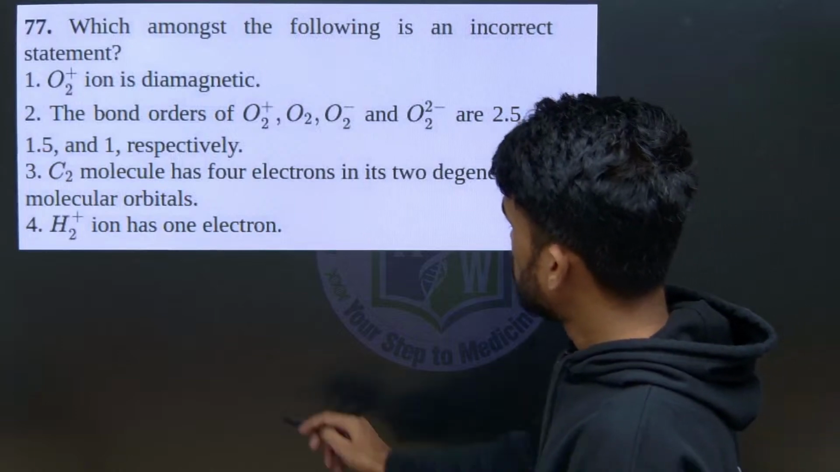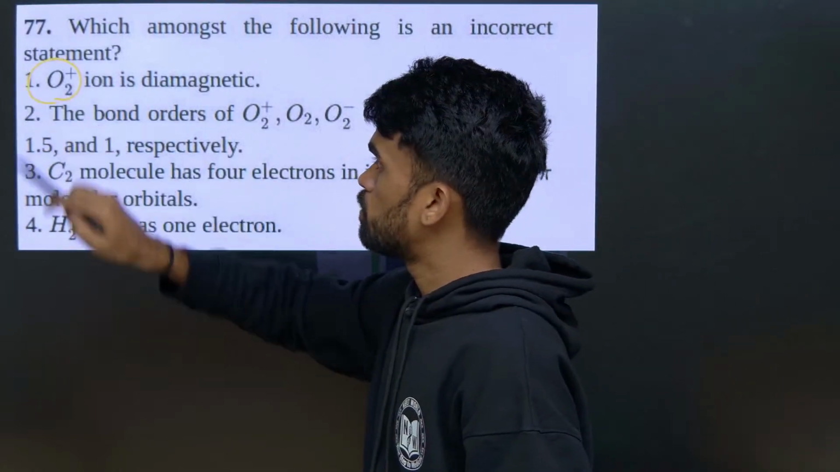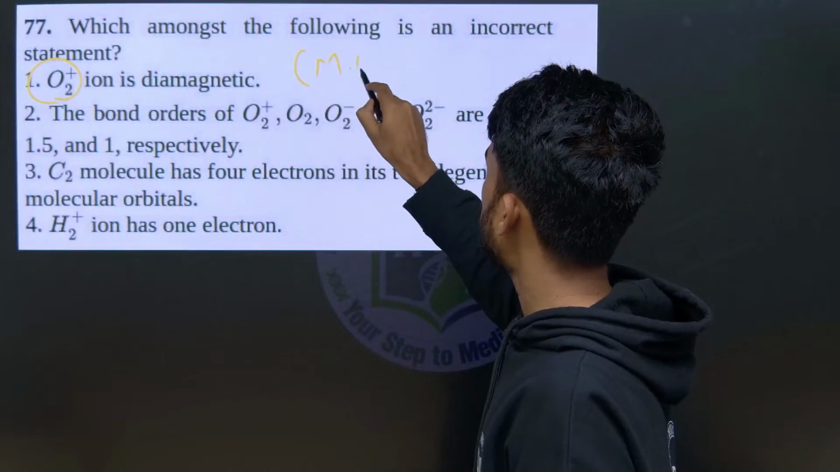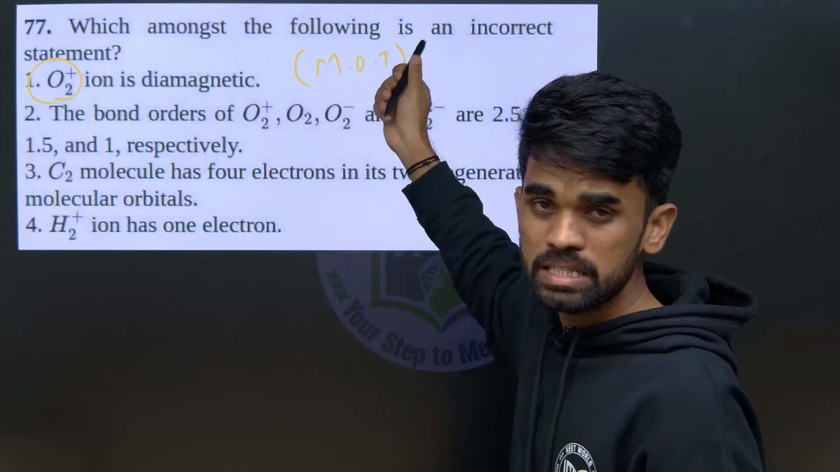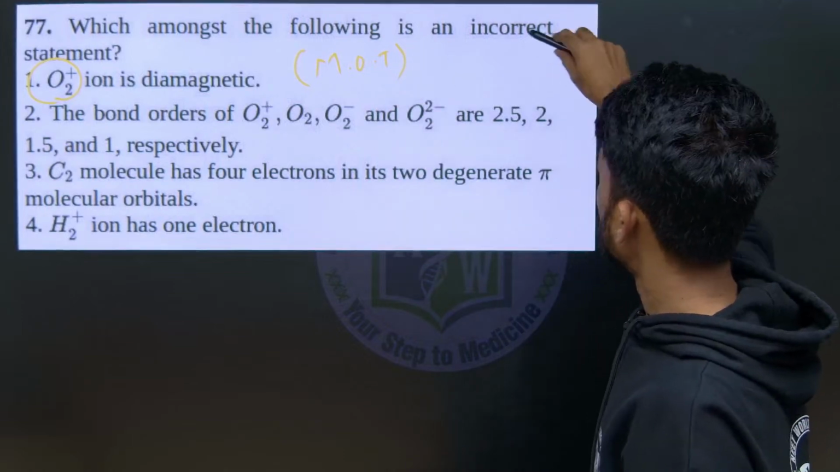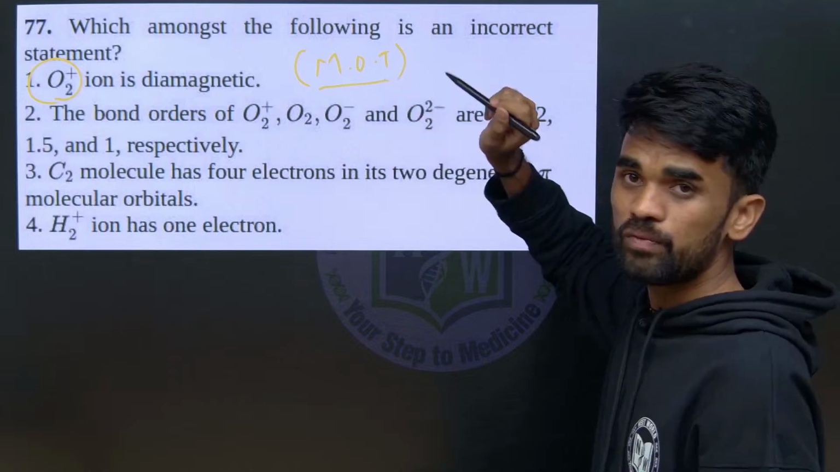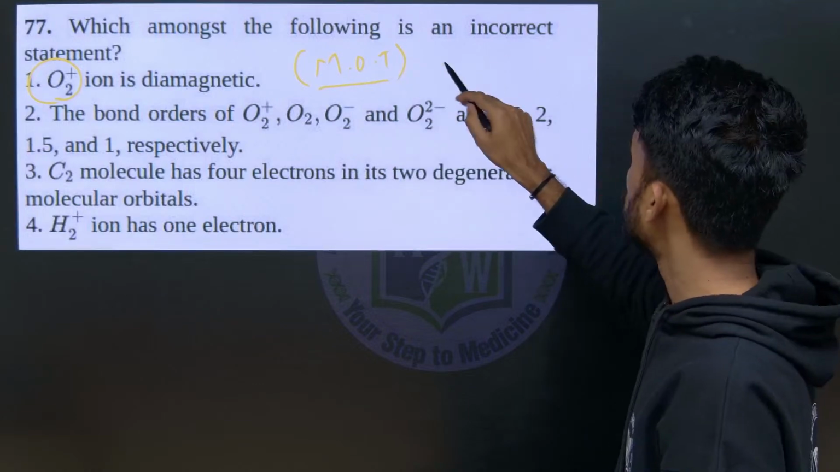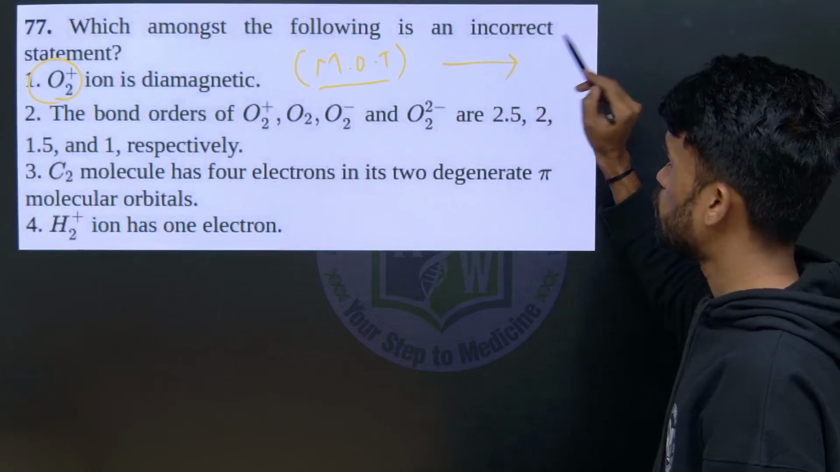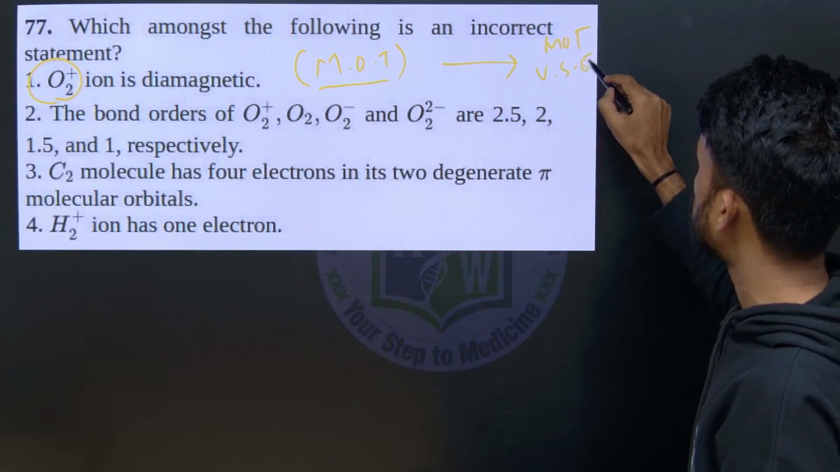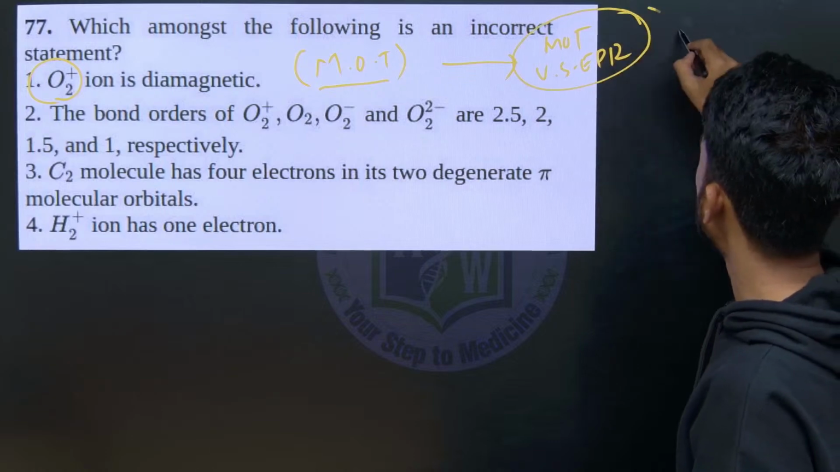Okay, so O2 plus is diamagnetic, he is saying. See, on MOT I have made a wonderful video. If you watch this, I hope you will definitely attempt whatever question comes from MOT after watching that video. So just go through the playlist where I have made a special video on MOT and a special video on valence shell electron pair repulsion theory. Both videos are highly helpful.